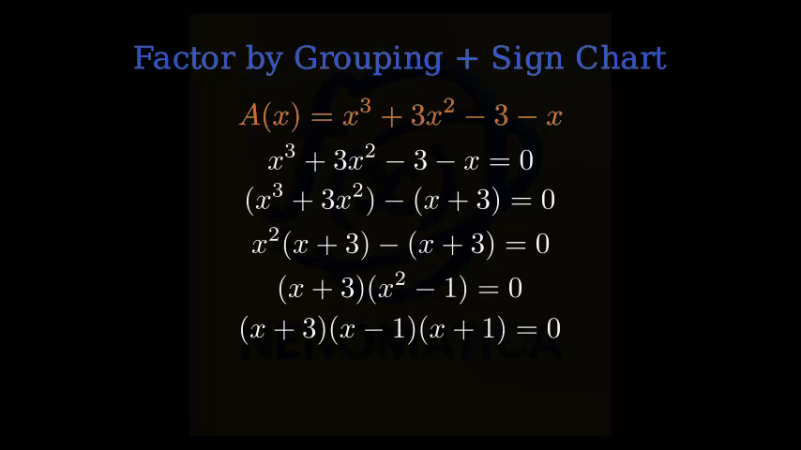To understand the sign of A of x, we will analyze the sign of each factor across the real line. Let's place the critical points on a number line, and then compile the signs into a tidy chart. Here is the sign chart. Columns represent the far left, each 0, and the far right. Row 1 is x.